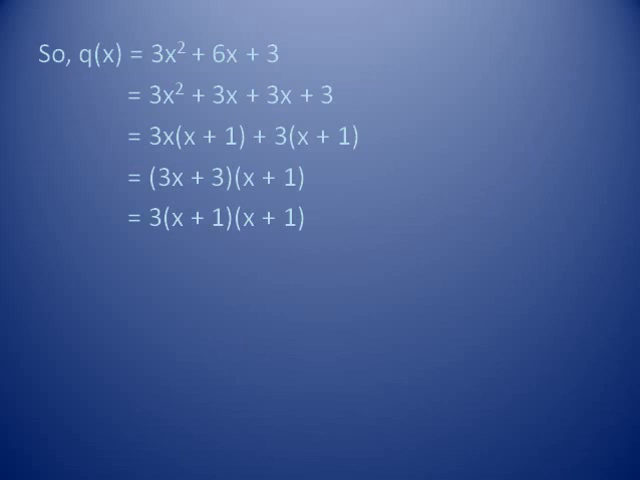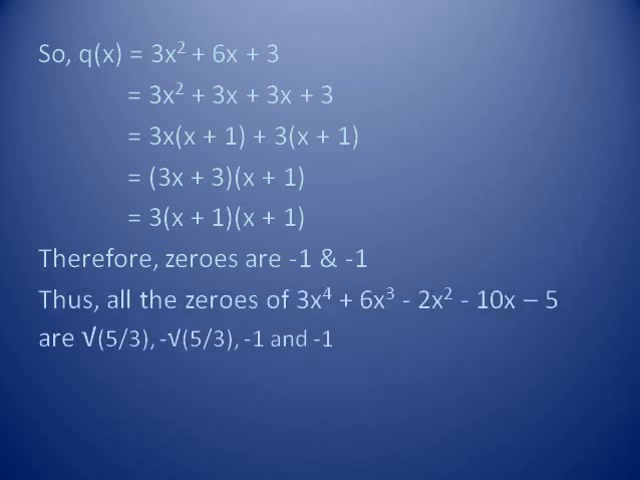So we all know that since x plus 1 is the factor, x equals minus 1 will be the zero. Therefore the zeros are minus 1 and minus 1, because both the brackets are the same, x plus 1 means both the factors are the same, so we will get the same zeros, minus 1 and minus 1. Thus all the zeros of the given polynomial are square root 5 by 3, minus square root 5 by 3, minus 1 and minus 1. Thus we get all the 4 zeros. So we have completed the solution of the question here.